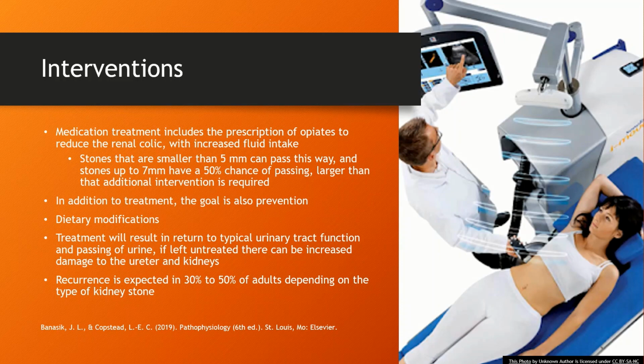After intervention and passing the stone, the typical urinary tract function should be going on with voiding urine without any pain or smells, and pH levels should go back to normal. If left untreated, there can be increased damage to the ureter and kidneys. Also, you're not going to be passing urine, so you're going to end up in the hospital anyway. Recurrence is expected in 30% to 50% of adults, depending on the type of kidney stone. So really want to look at those dietary modifications if you've already had one to try and reduce those numbers.